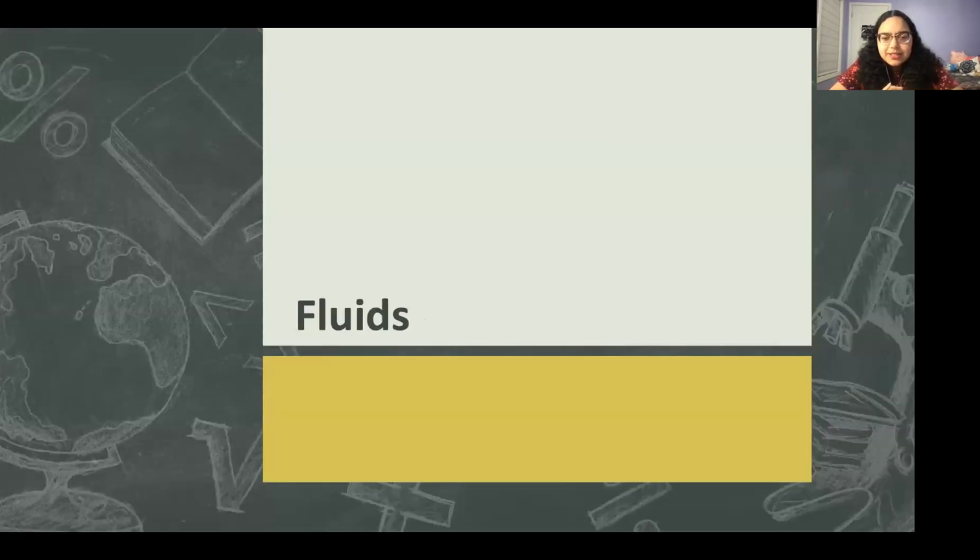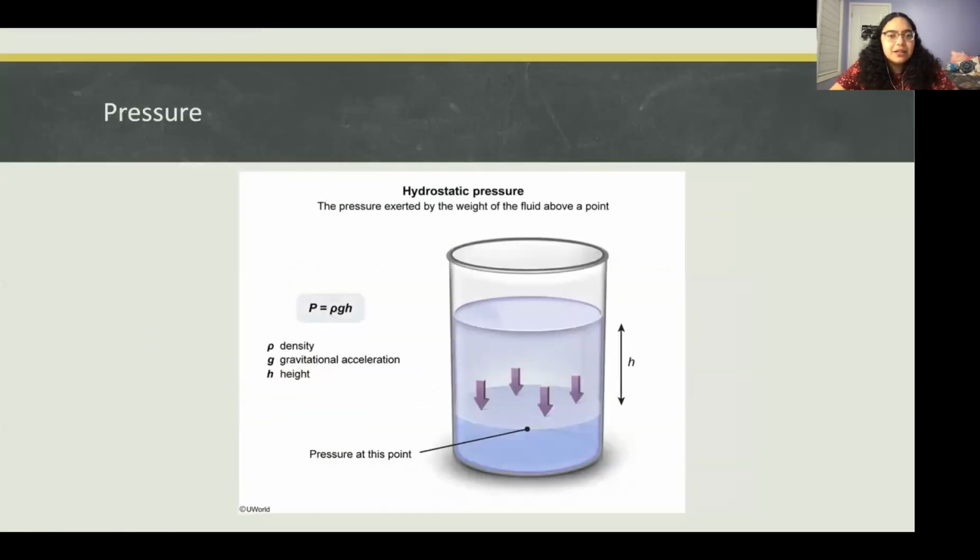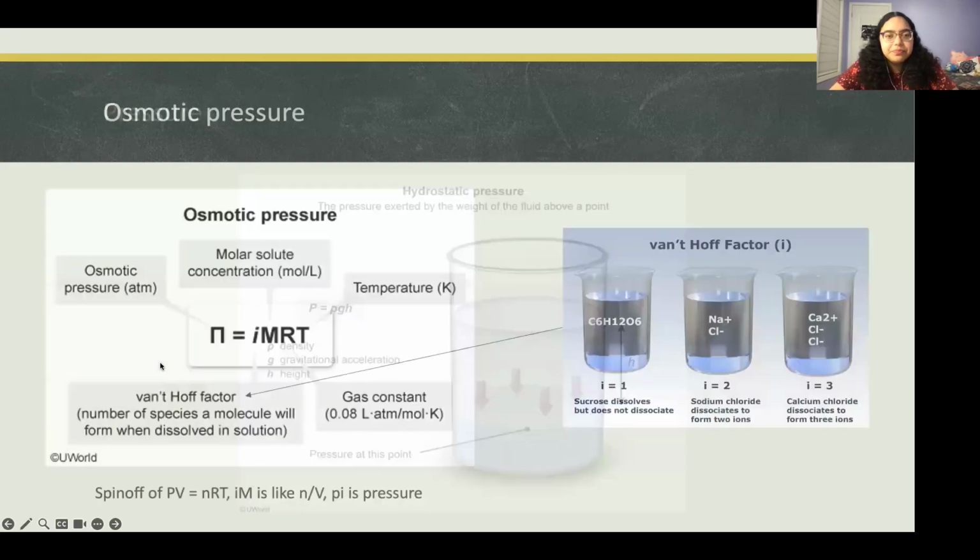And then fluids, which is I guess the last topic that's physics 1 related. What they ask for here: density, buoyancy, hydrostatic pressure, viscosity, continuity, surface tension, Bernoulli's, and the Venturi effect. It's just that last chunk of physics 1 that they do after waves. So for hydrostatic pressure, it's the pressure exerted by the weight of a fluid above a certain point. So P is rho g h. You want density, you need gravity and height. So basically it's a pretty straightforward formula.